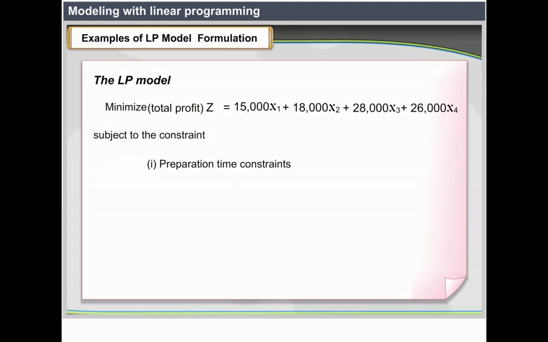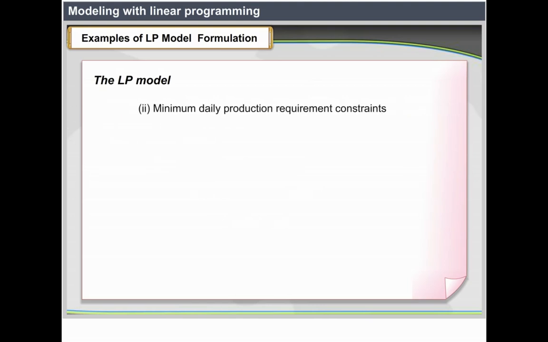Subdivision 1. Preparation time constraints. 3x1 plus x2 less than or equal to 16. 2x3 plus 1.5x4 less than or equal to 16. Subdivision 2. Minimum daily production requirement constraints. x1 plus x2 greater than or equal to 10. x3 plus x4 greater than or equal to 8. And x1, x2, x3, x4 greater than or equal to 0.